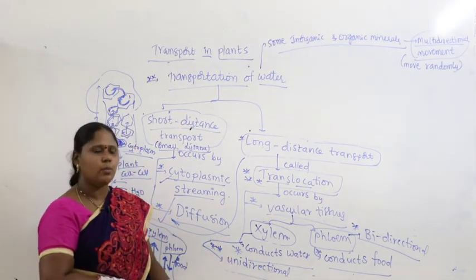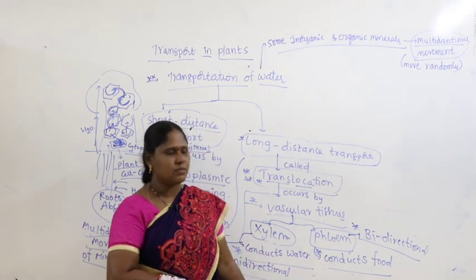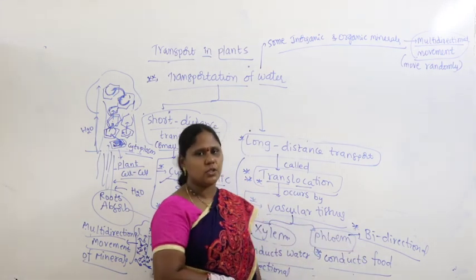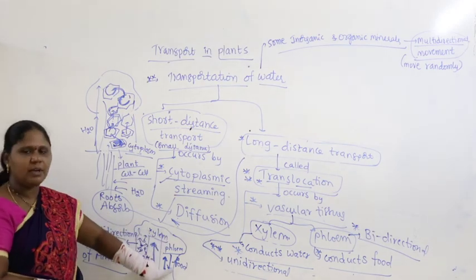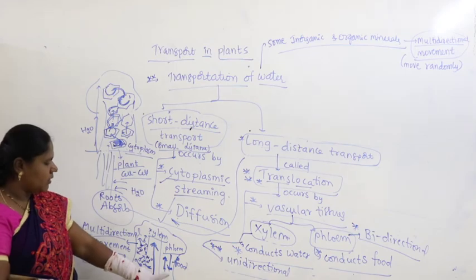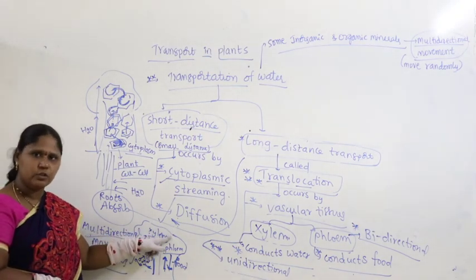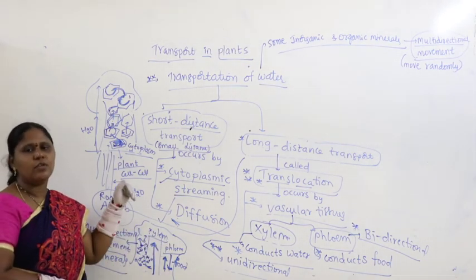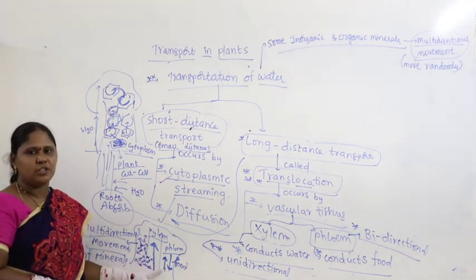Similarly, you well know about phloem components. You know that phloem conducts food, but how it conducts, you have to remember the word in transport in plants: bidirectional. What is bidirectional? Food is going up and coming down. From the basal part of the stem to the upper parts of the leaves, the food is getting exported. From the upper branches and leaves to the basal branches, food is getting translocated. So this is said to be bidirectional.